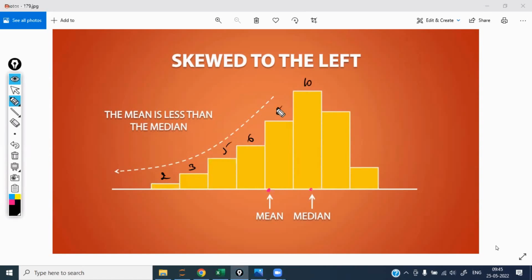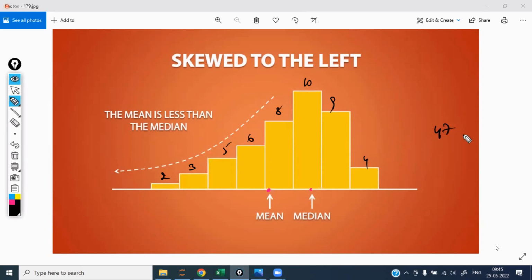3, 8, 10, 9, and this is 4. Total how many data points? 2 plus 3 is 5, 10, 16, 24, 34, 43, and 47. Total 47 data points are there. Now with 47 data points, what is the central location value?